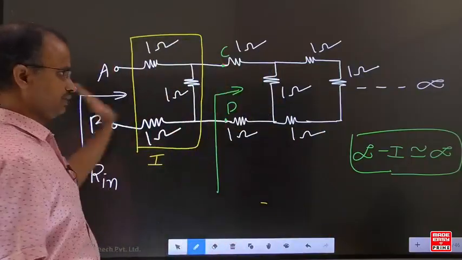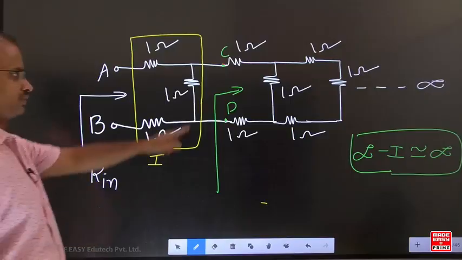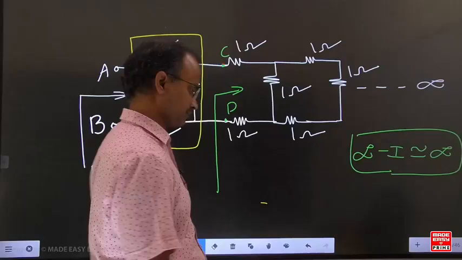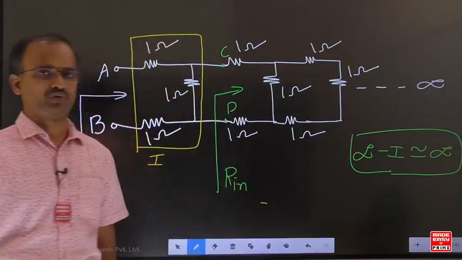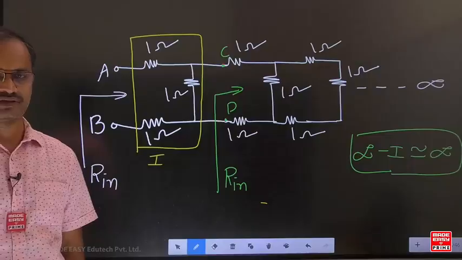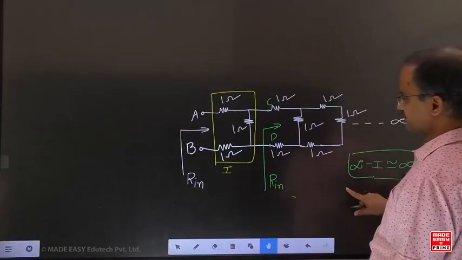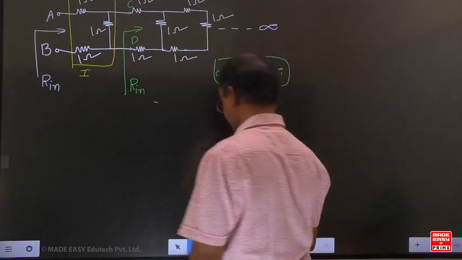With respect to A and B, for infinite sections, what we assume the equivalent is R input. If you look from C and D, approximately infinite sections are there. Can you give the same name? Here also the equivalent is R input. Can you draw the simplified figure for this one?